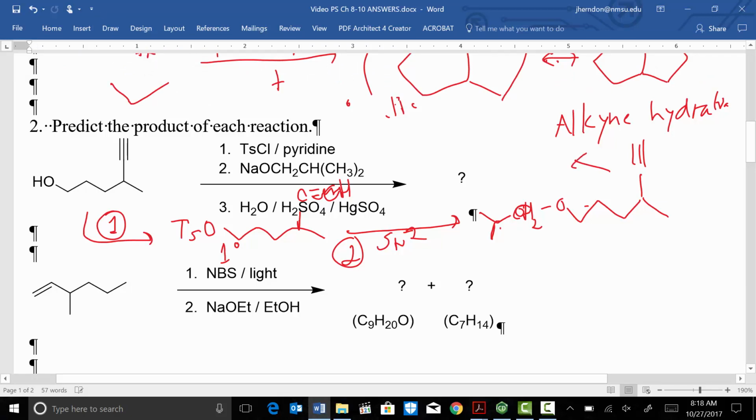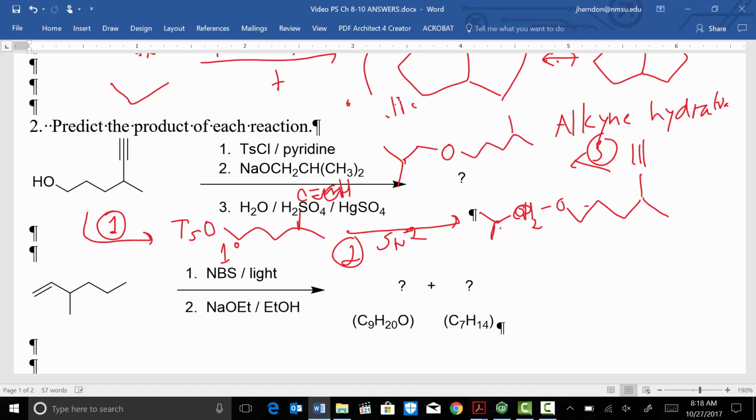All right, step 3. It's going to give me my isobutyl ether and 3 carbons, and then a ketone right here with a methyl group. Methyl group there, and that should be our final product.